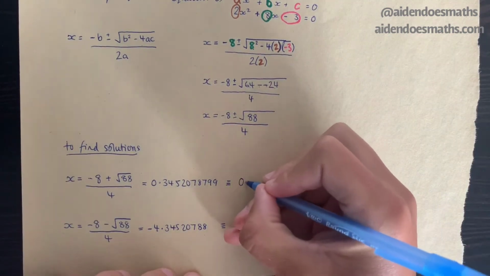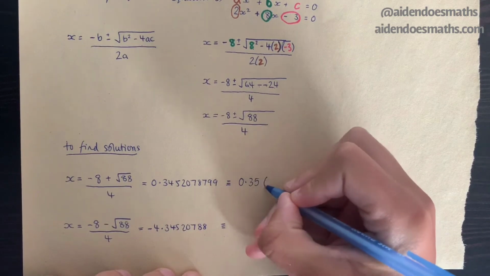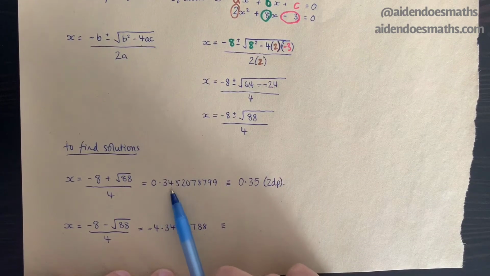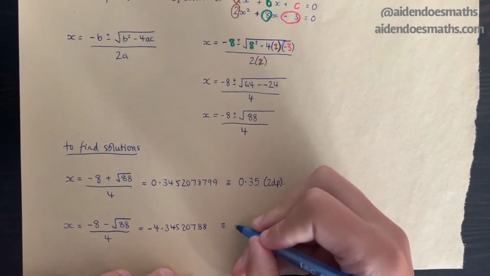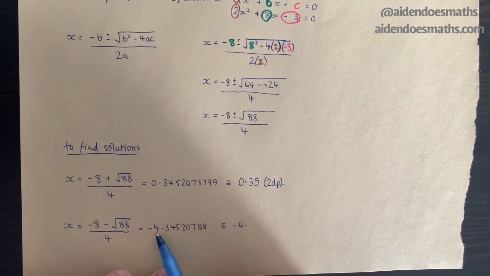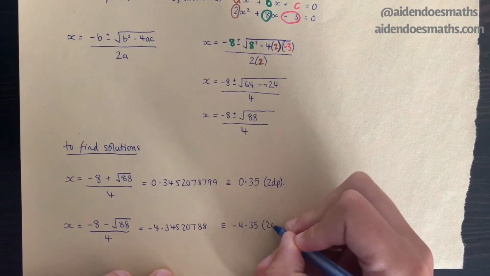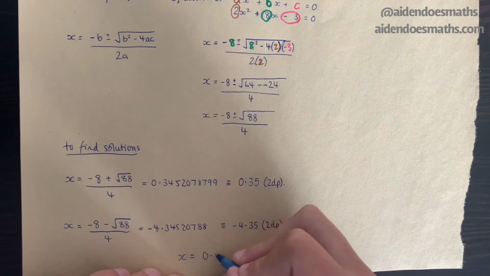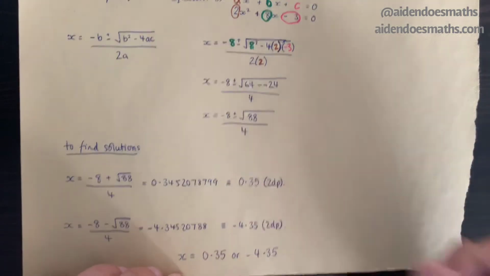Okay. Just to make our answer nice and simple, we're going to round it to 2 decimal places. So notice I've done 0.35 there instead of 0.34. The next decimal place is a 5, which would round up, making that 4 a 5. As with our next solution, minus 4.345, the 5 rounds us up. So there's our second solution. Let's make our answer nice and clear. X equals 0.35 or minus 4.35.